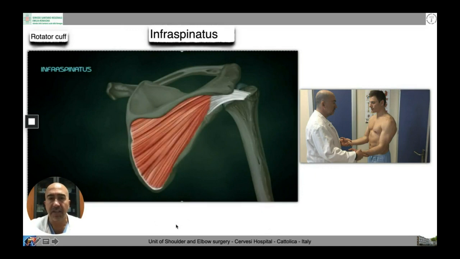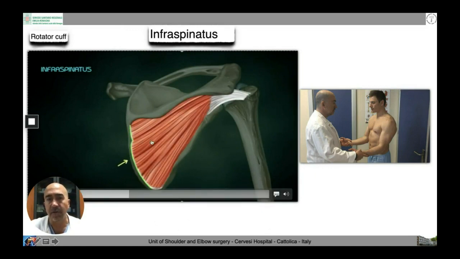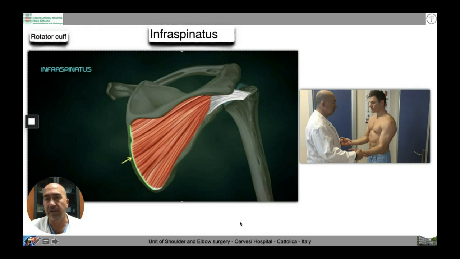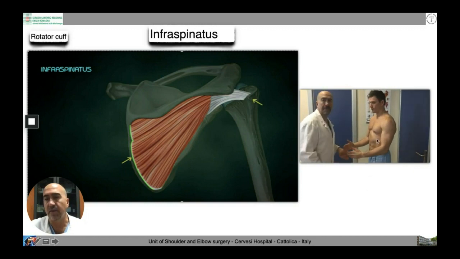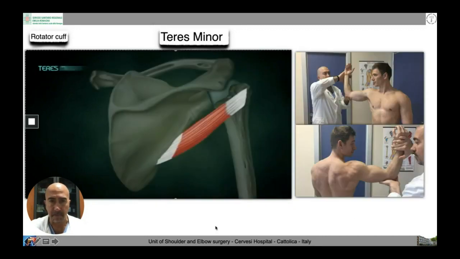The infraspinatus is one of the main external rotators that we have. It starts from the posterior blade of the scapula and finishes on the lateral side of the greater tuberosity. And this is an external rotator. The patte test is the best test that we have to evaluate this tendon.